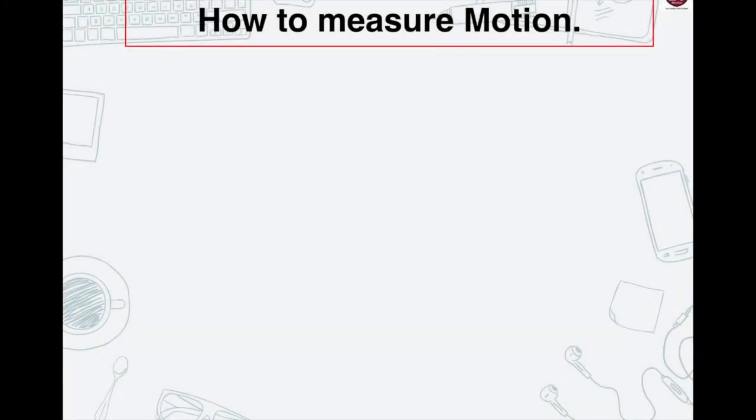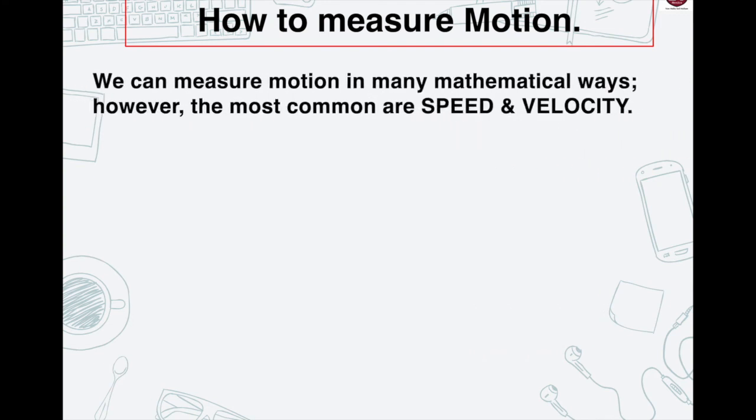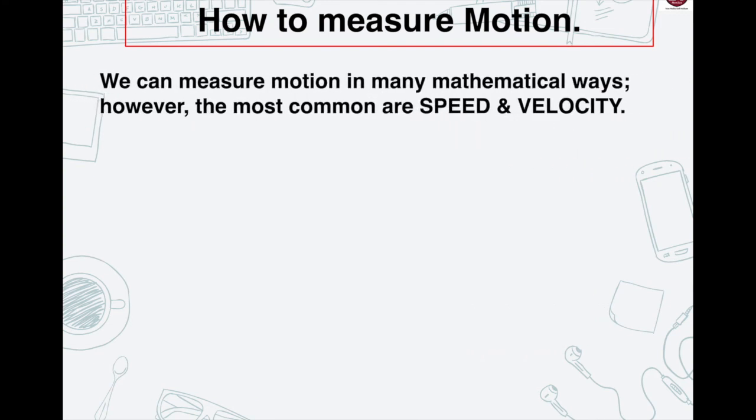Okay, final part, how to measure motion. We're going to go through this very quickly. We can measure motion in many mathematical ways. However, the most common are speed and velocity. Some people mix these up and think they're the same thing, but actually they're a little bit different. First of all, speed measures the rate at which an object changes position. So if an object is in one place and it moves somewhere else, we measure it with speed.